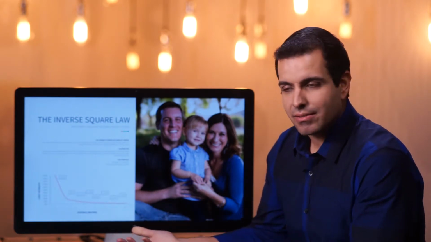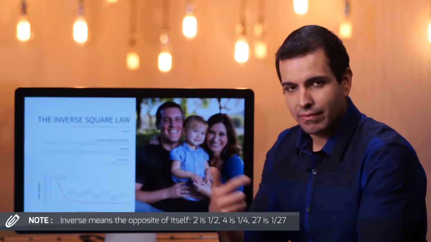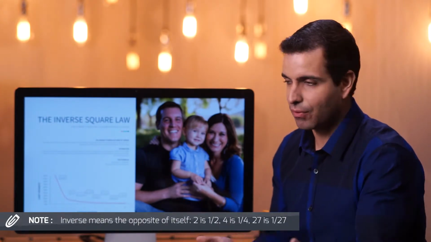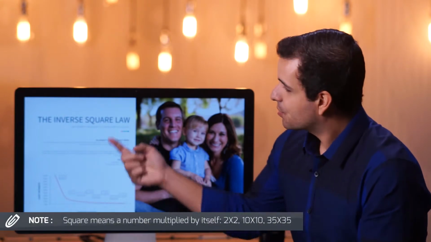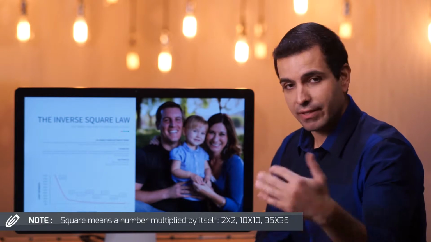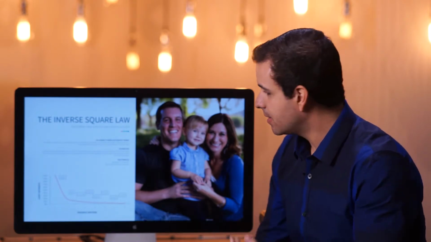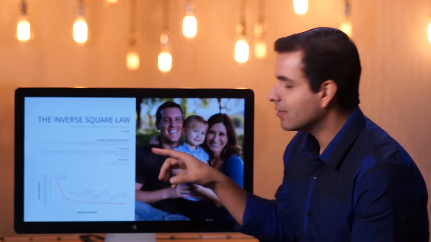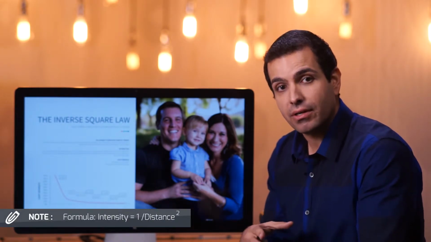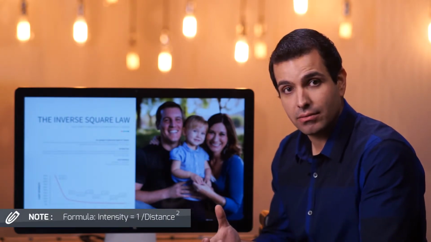What is inverse? It just means you invert it, right? You flip it, like instead of having 2, it's 1 over 2. Instead of 4, it's 1 over 4. Square simply means you're squaring it. So you flip it and square it. Really simple. The formula is your light intensity is equal to 1 over the distance squared.